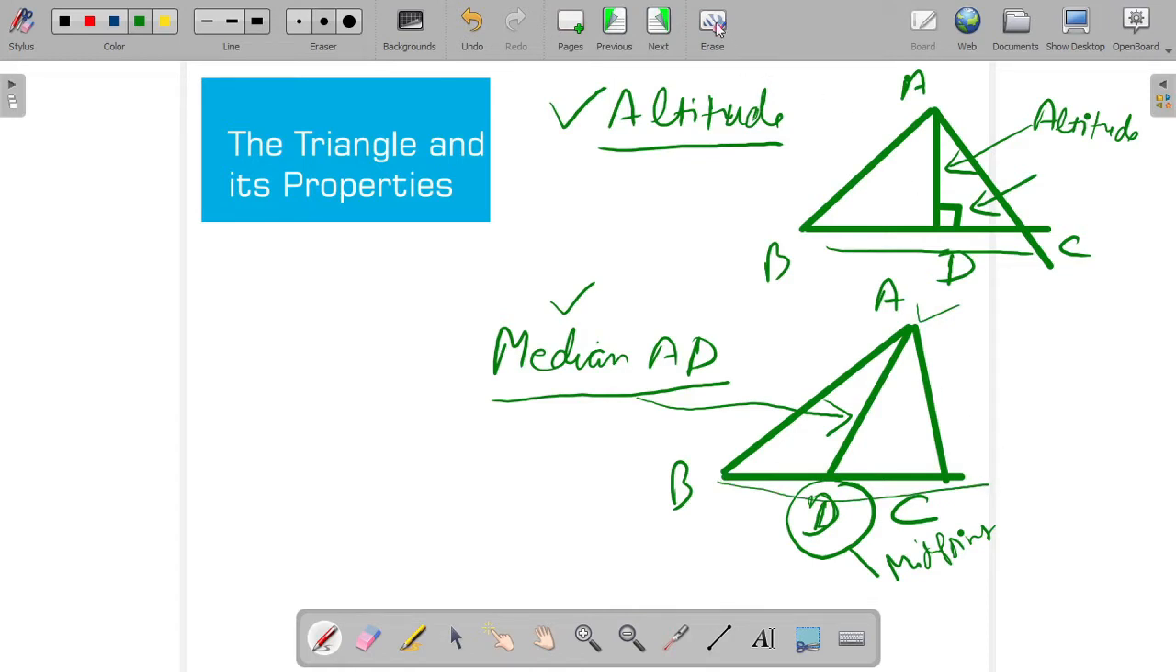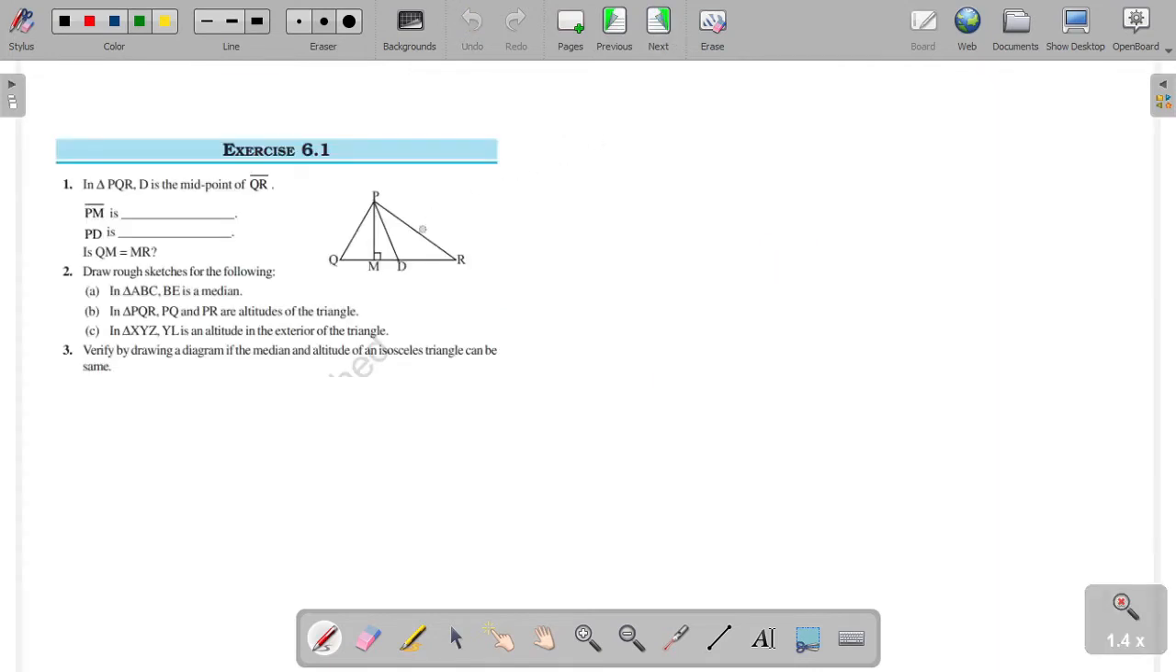Now we move to next. Now we discuss exercise 6.1. Here you can see D is the midpoint of QR. This is the midpoint of QR, so PD will be the median. And what about PM? PM is making 90 degrees. So PM is the altitude, which makes 90 degrees.